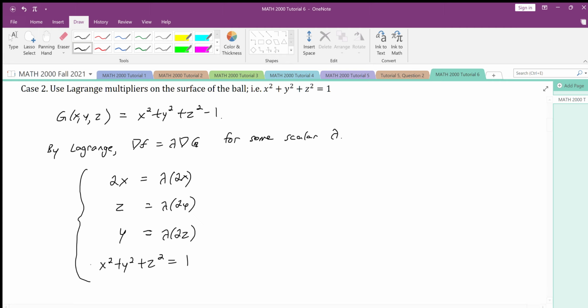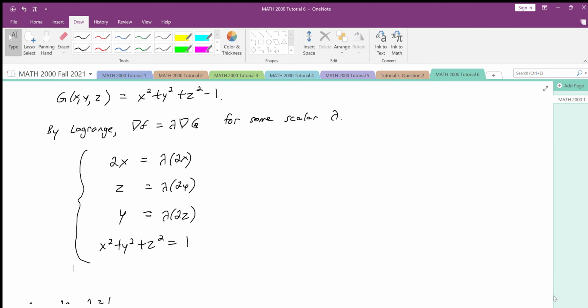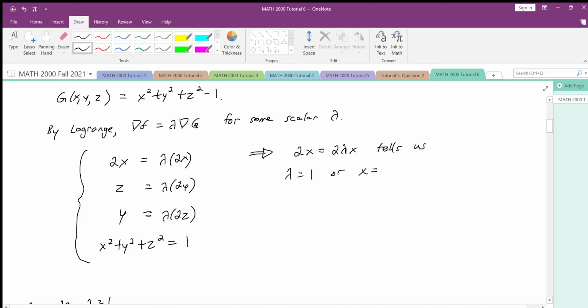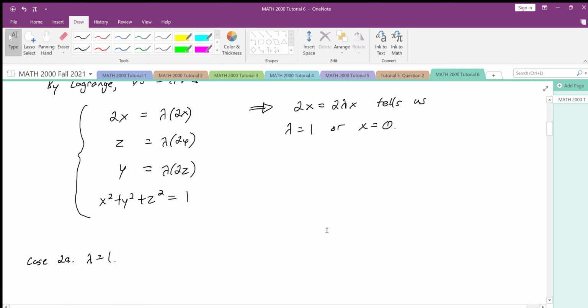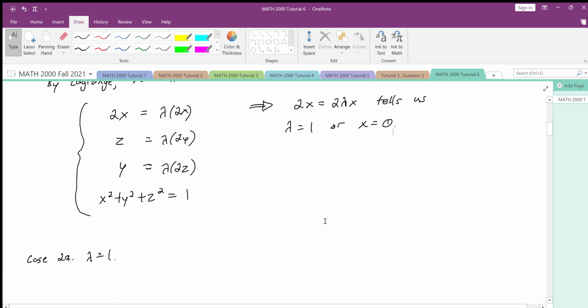Because I have these 4 constraints, I now look at the top equation. The top equation says 2x equals lambda times 2x. So quite obviously, 2 lambda times x rather, tells us lambda is either equal to 1 or x is equal to 0. That's pretty straightforward. So now we look at the case when lambda is equal to 1. So case 2a, lambda is equal to 1.